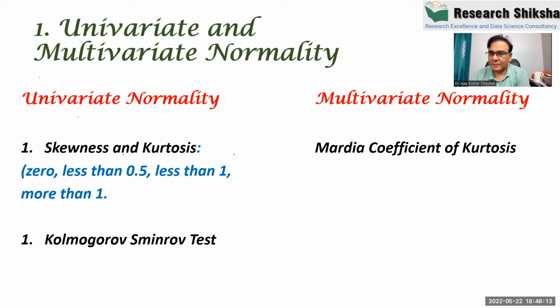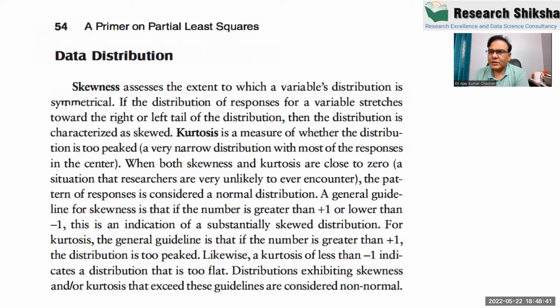So the conclusion is that if you are examining the normality of the variables, the skewness and kurtosis should be less than 1. And if you are running the software where Mardia coefficient of kurtosis is coming, it should be less than the number of variables. So if you take these two conditions, many problems will not come. This is the quotation from the book where they are comparing with plus minus 1.